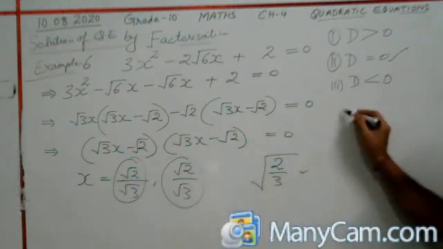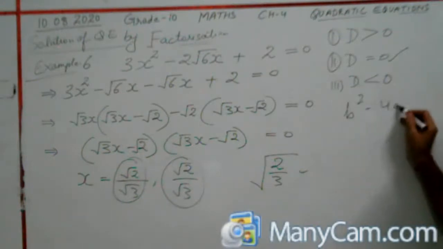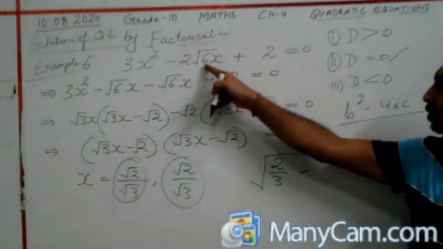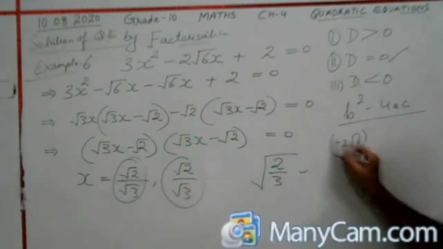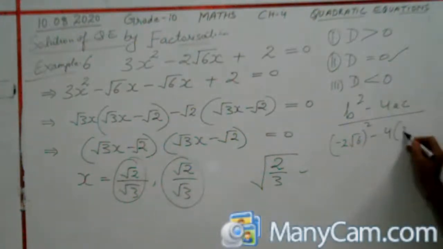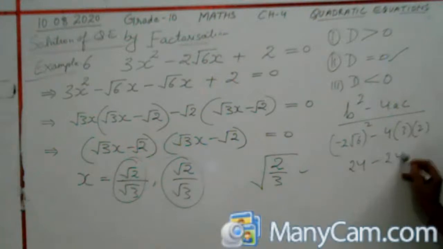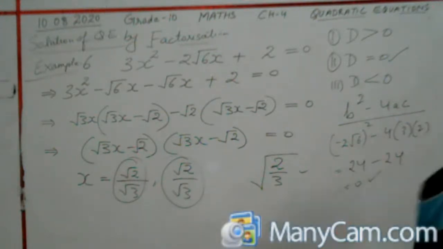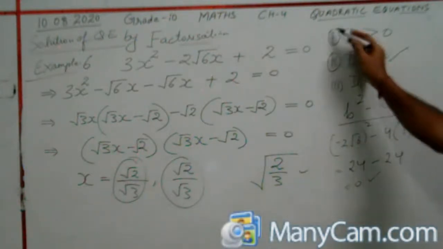So here we will find this discriminant is b square minus 4ac. Okay, b square is, when you are going for minus 2 under root 6 whole square, that is 4 into 6, minus 4ac. So here it is 24 minus 24, that is 0. So I have written the same example with the nature of roots. So three conditions we are having.